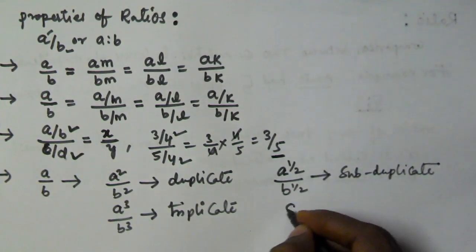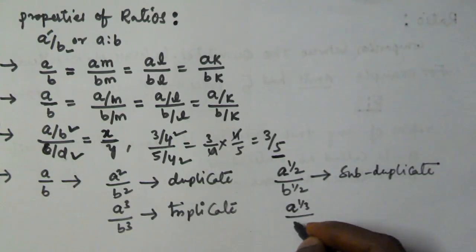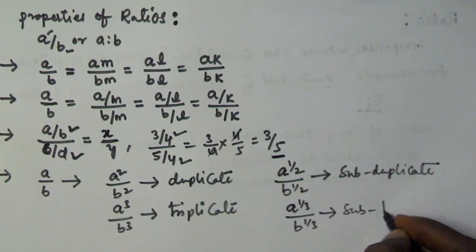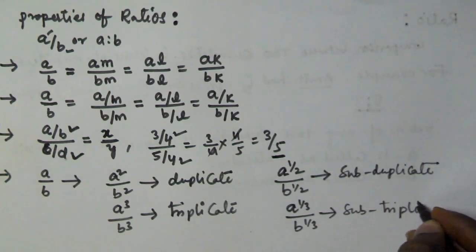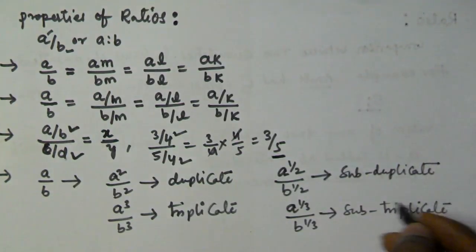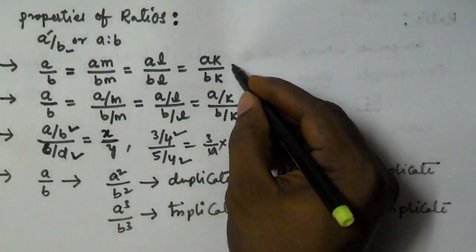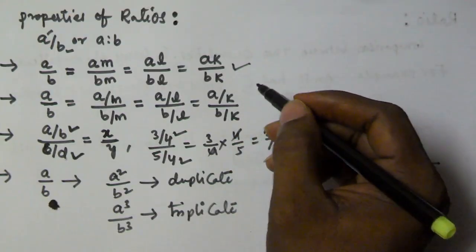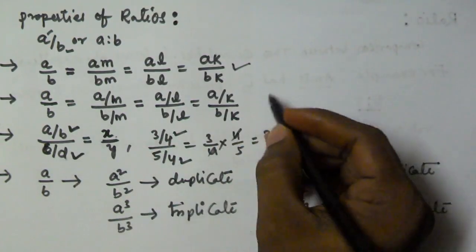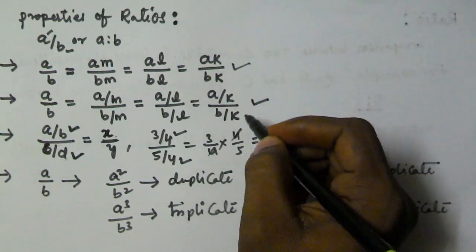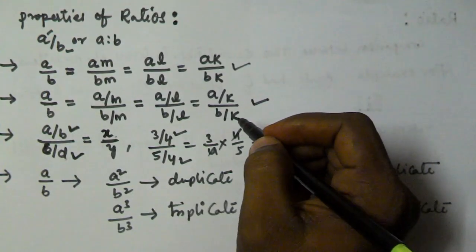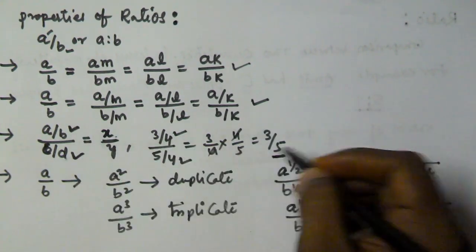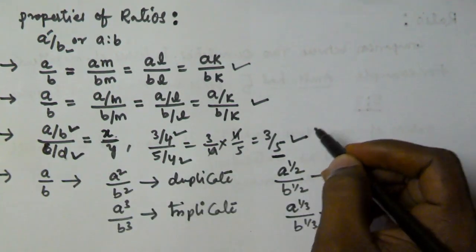A to the power of 1 by 3 by B to the power of 1 by 3 is called as subtriplicate. Okay, so the first one is if you multiply the numerator and denominator of the ratio by the same number, the value is not going to be changed. And the second one is if you divide the numerator and denominator by the same number, the ratio is not going to be changed. So the ratio of two fractions can be expressed in terms of ratio of two integers.